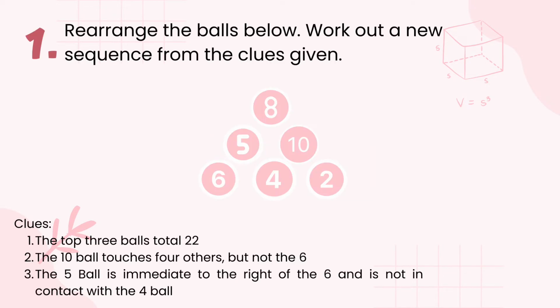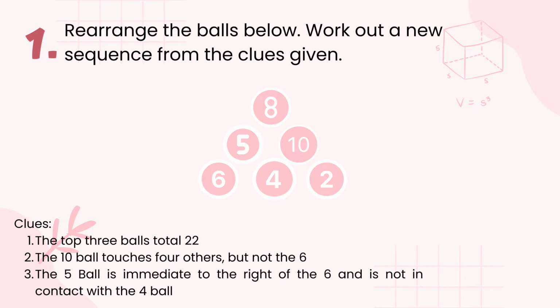Now, here are some examples. Our example number 1. Rearrange the balls below. Work out a new sequence from the clues given. Our clue number 1 will be the top 3 balls should total to number 22. Clue number 2, the 10 ball touches 4 others but not the 6 ball.